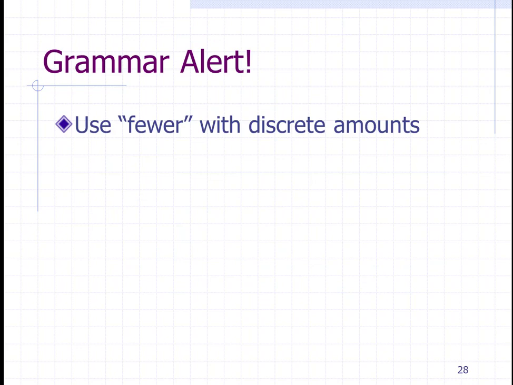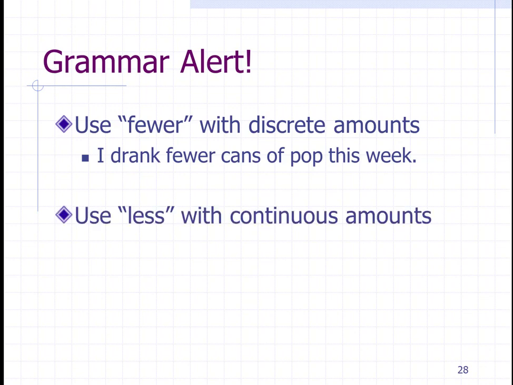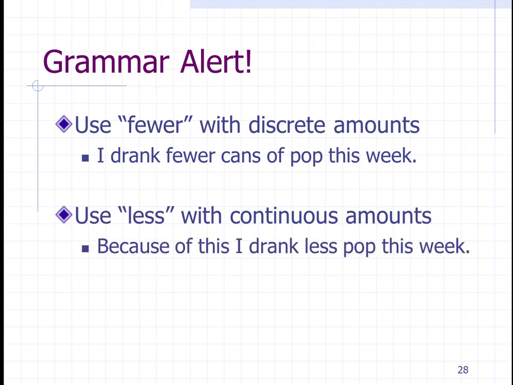Again, with the grammar alert. When you have discrete amounts, you use fewer. So I drank fewer cans of pop this week. The hens laid fewer eggs this week. When you have a continuous amount, you use less. So since I drank fewer cans of pop this week, I drank less pop this week.